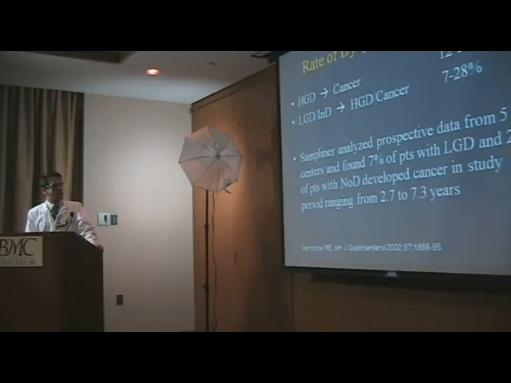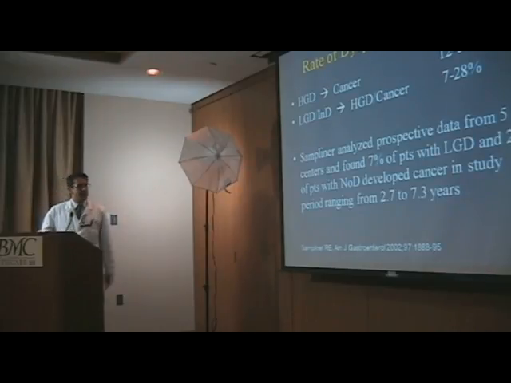So again, what's the rate of progression? From high-grade dysplasia to cancer, it's very variable. One study found 12%, another study found almost 60%. And what's the progression from low-grade dysplasia, or IND, indefinite for dysplasia, to high-grade dysplasia or cancer? Again, 7 to 30%. In this study, 5 centers found 7% of patients with low-grade dysplasia and 2% of patients with no dysplasia developed cancer, in studies ranging from about 2.7 to 7 years.